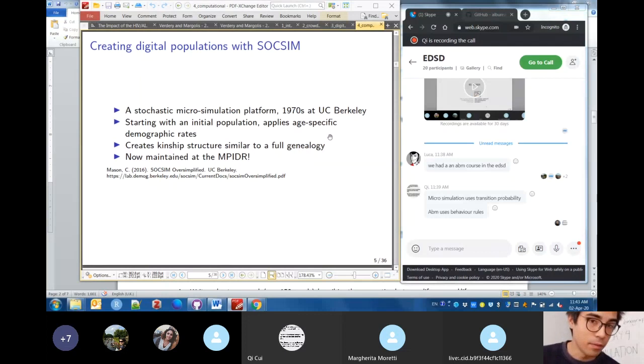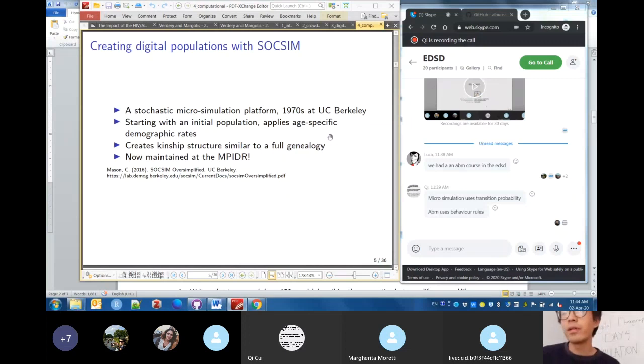So it's quite flexible, but in principle and in practice, it only relies on an initial population and a set of rates and transition probabilities. So once you have this, and I don't know if this sounds a bit abstract now, but I hope that as we discuss the examples, it's going to become clear what we mean by this.